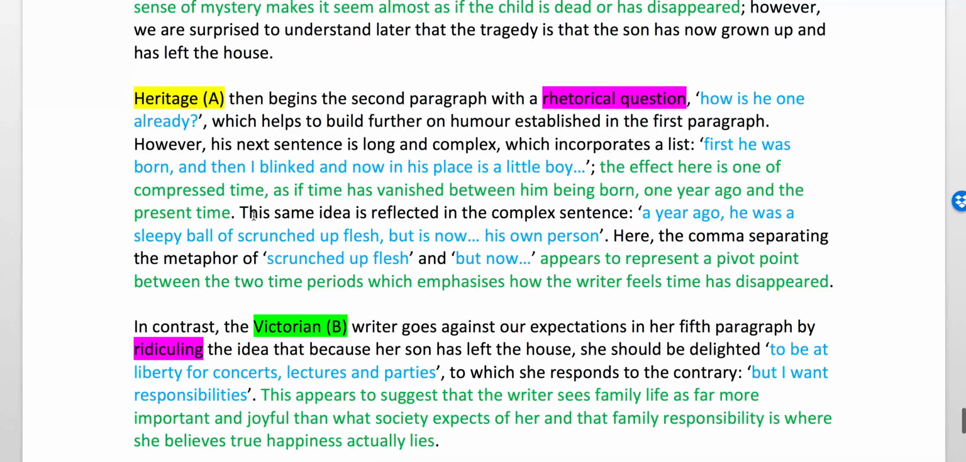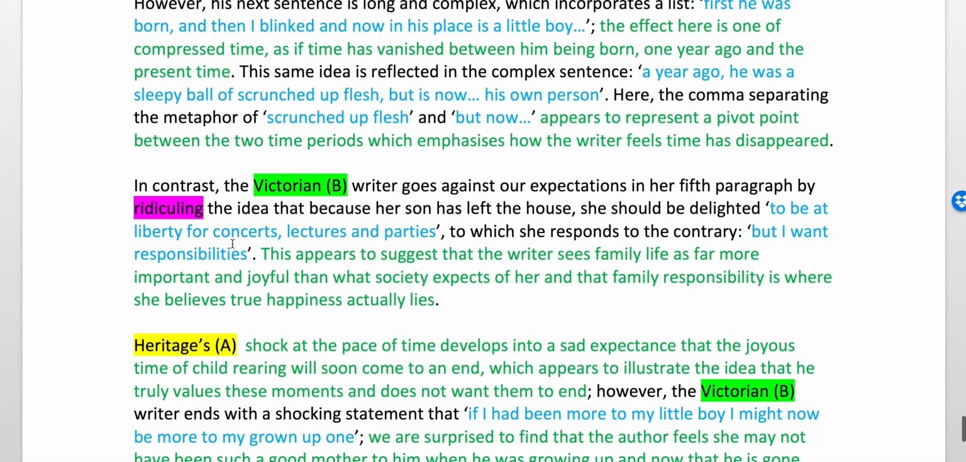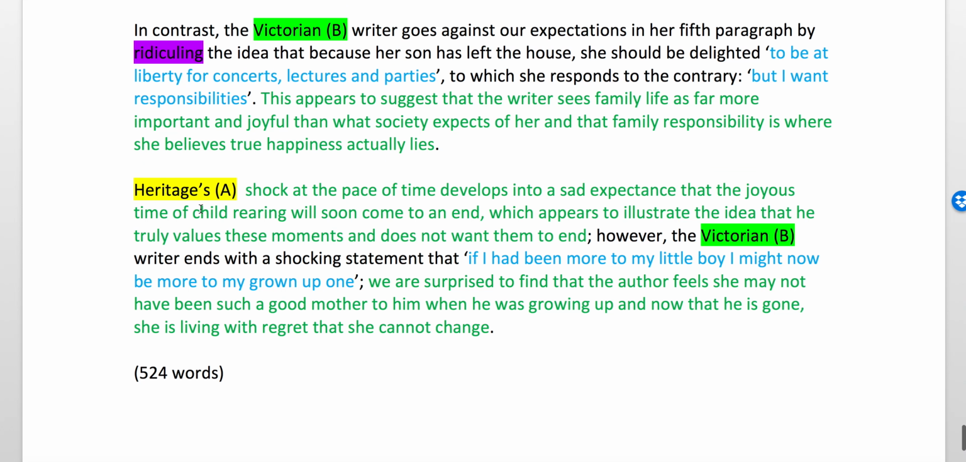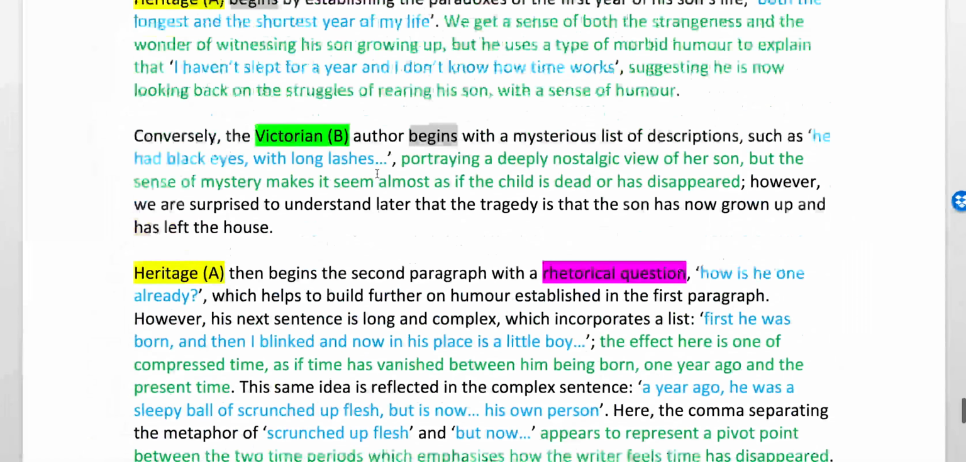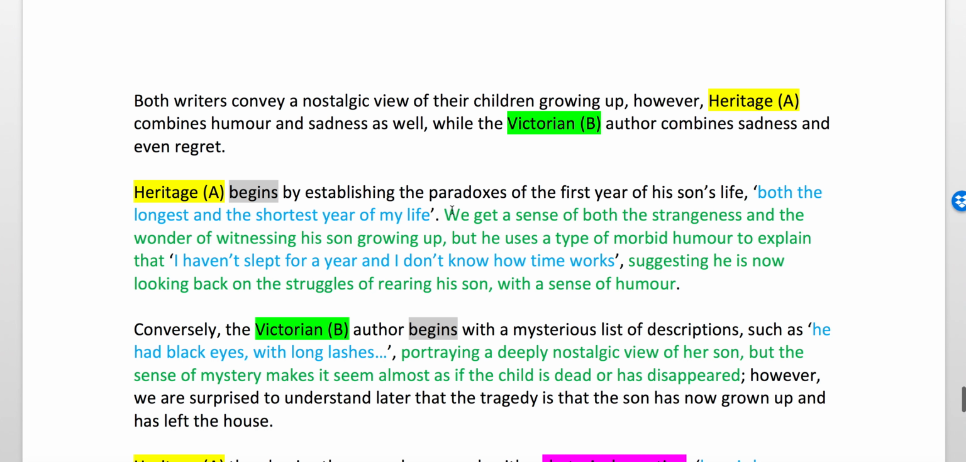And the next one, I'm going to analyze language. So here, rhetorical question, and the next one, ridiculing. Okay, it's not necessarily language, but the tone is ridiculing. Okay, and then the next paragraph is just the ending of both of them. Okay, so in blue, we've got the quotes, and again I've embedded the quotes, so that's one of the things you want to really focus on.